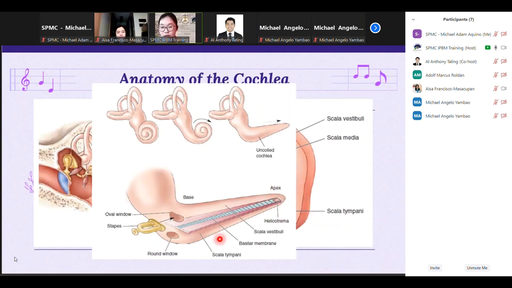So at the base of the cochlea, the scala vestibuli meets the oval window, and the scala tympani meets the round window. So basically, when the stapes hits the fluid, the perilymph would travel here in the scala vestibuli, pass through the helicotrema, and then through the scala tympani, which will cause the round window to bulge. All this movement would also cause the basilar membrane to move.